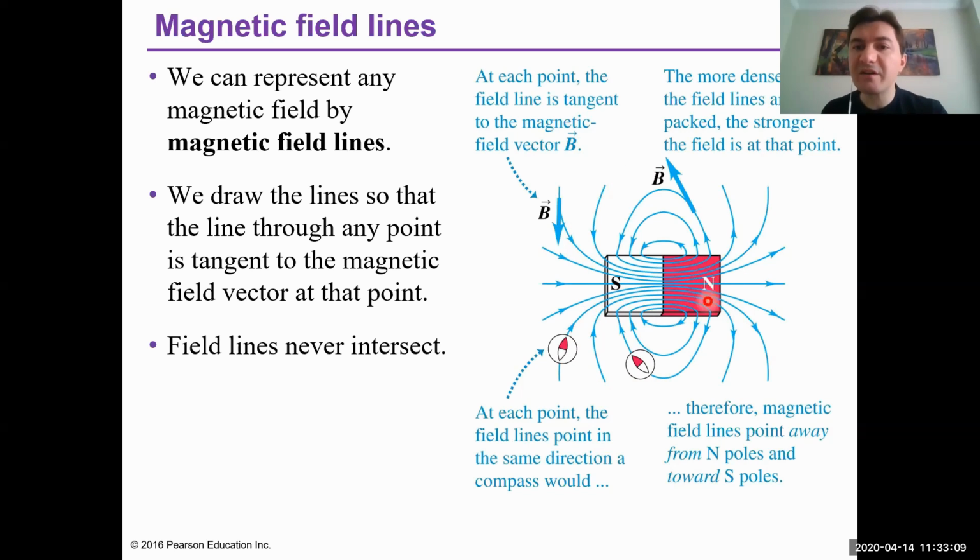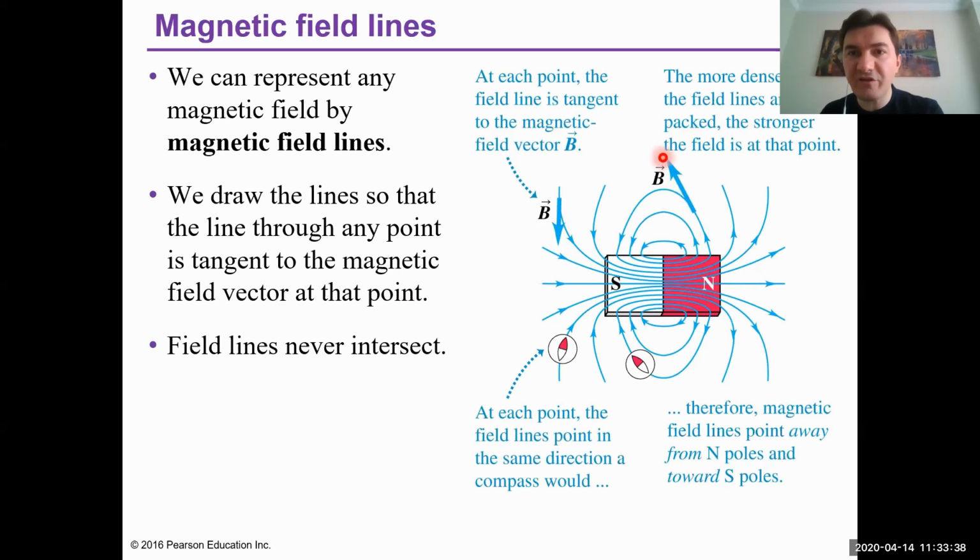Okay. So field lines are also present within the material, okay? They are a complete loop. You can consider it like this. They leave from the N pole and they enter into the S pole. Always like this. We draw the lines so that the line through any point is tangent to the magnetic field vector at that point. So look at that one.